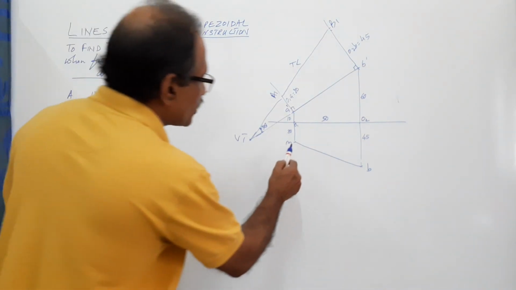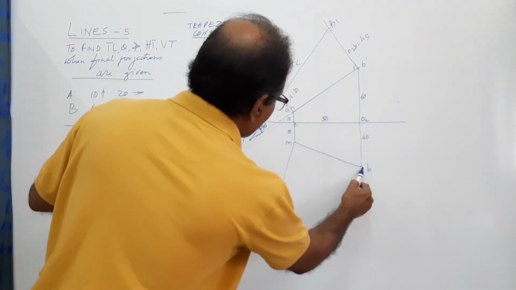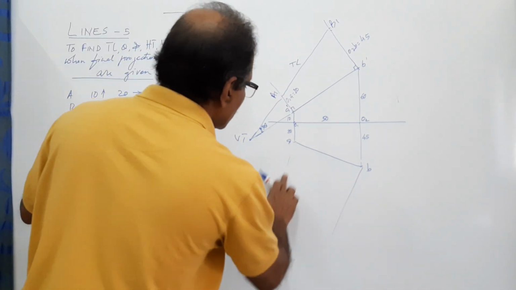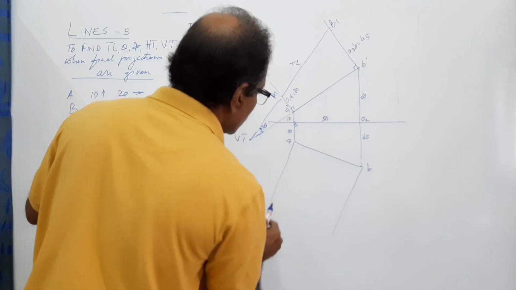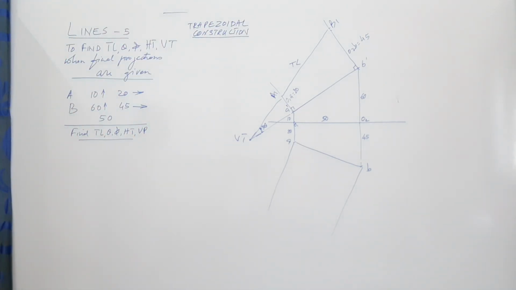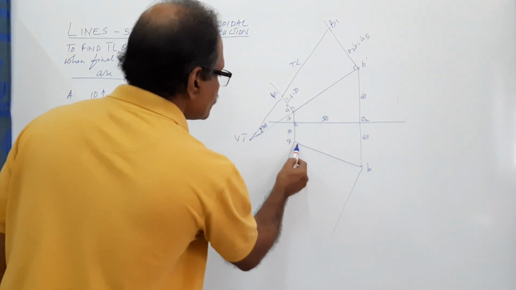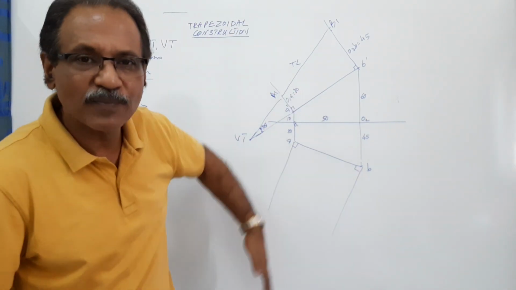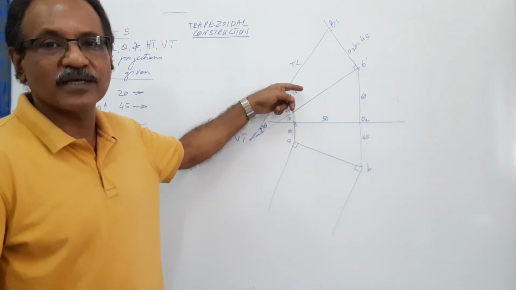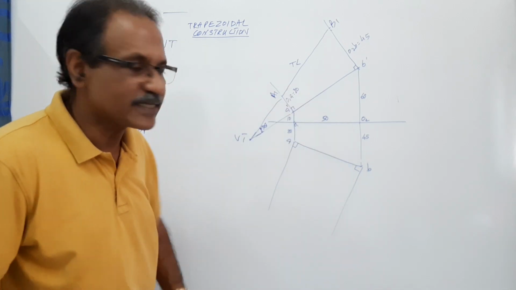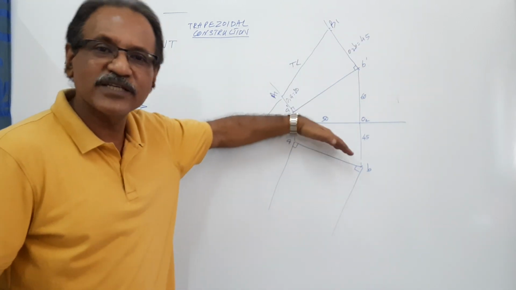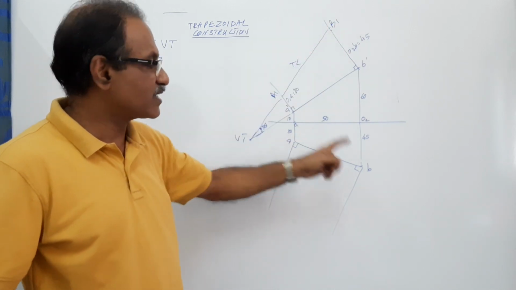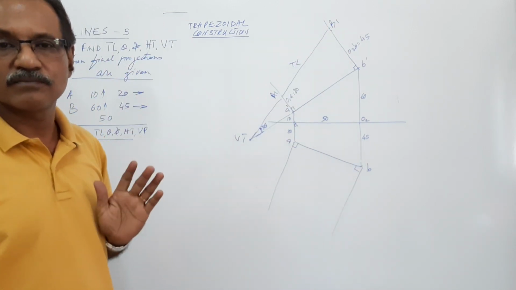Draw perpendiculars to the plan at A and B. Here again, they are drawn to the same side of the plan if the elevation does not cross XY. Same side means either this side or that side. Here there is free space, I have drawn to that side. If the elevation is crossing XY, at one point I will draw in one direction, at the other point I will draw in the opposite direction.